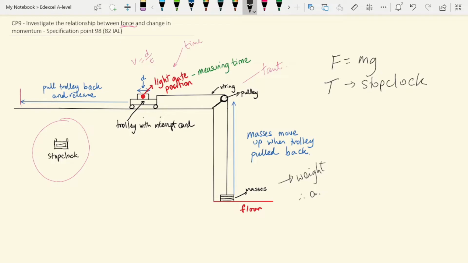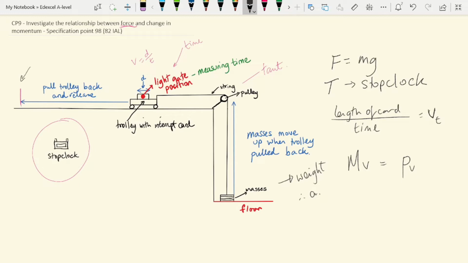The next thing we need is the final velocity of the trolley, like we said here, and that is the length of the interrupt card divided by the time that you read off the light gate. That gives the velocity of the trolley. Then we're going to use that to find the final momentum of the trolley, and to do that you need a balance with which you measure the mass of the trolley, multiply that by v, and that's going to be your final momentum of your trolley. Obviously its initial momentum is 0 because you've stopped it and released it from this point over here.